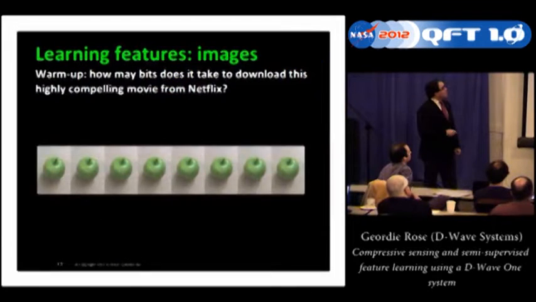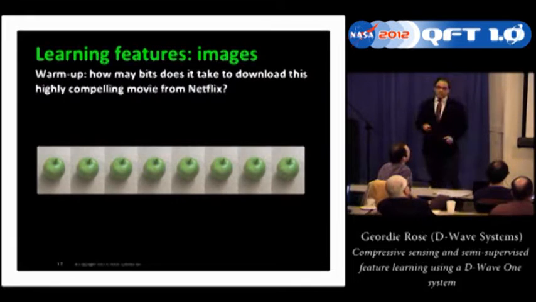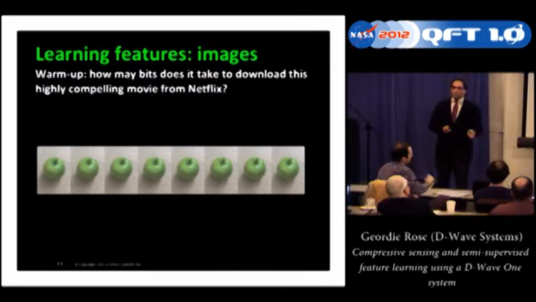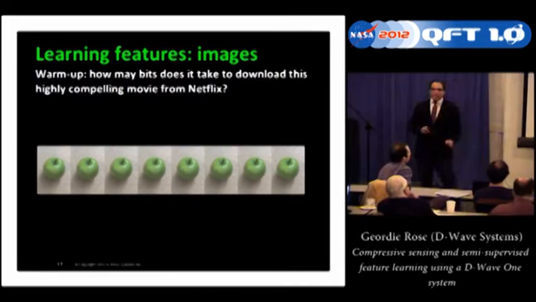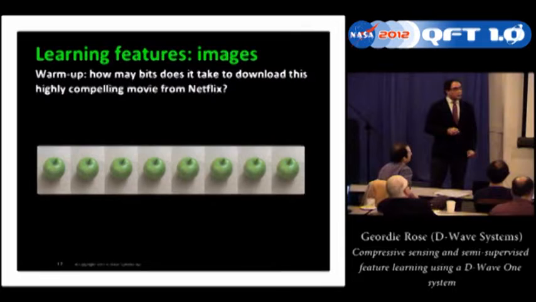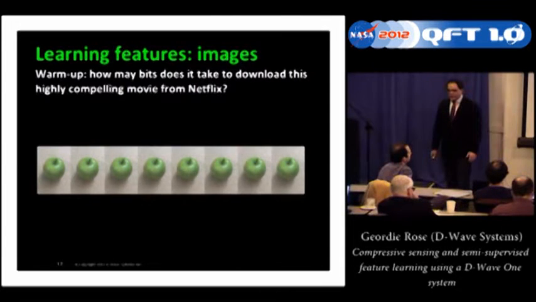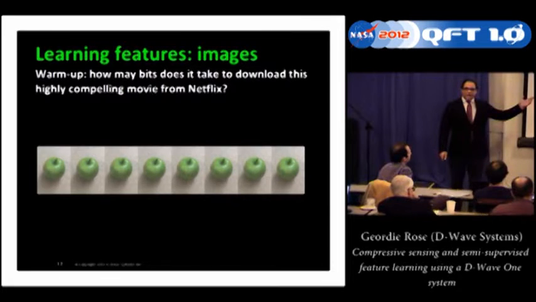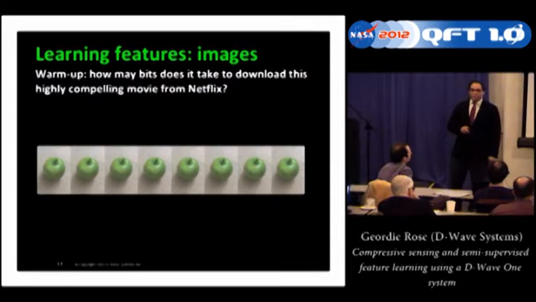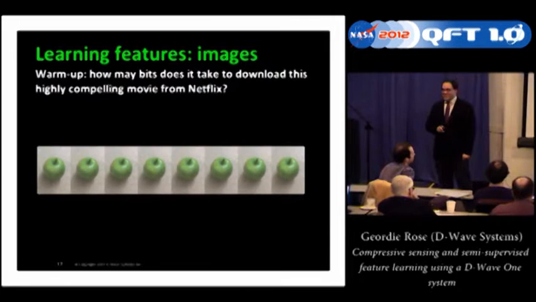So I'm going to now enter into the specifics of what we're doing. I'm going to start with a very simple warm-up exercise, which hopefully conveys one of the key messages that I want to talk about. So imagine you have a video, and in this specific case, let's say it has 8 images. And let's say the 8 images are exactly identical to each other. And for some reason, you have a fascination with apples, and you really want to download this movie from Netflix and watch it over and over again.